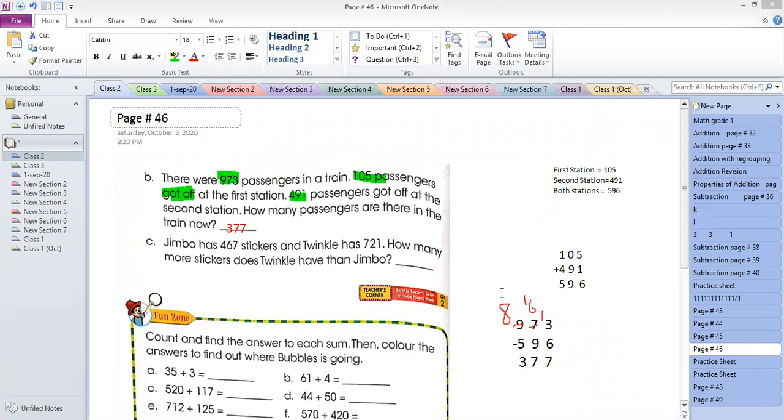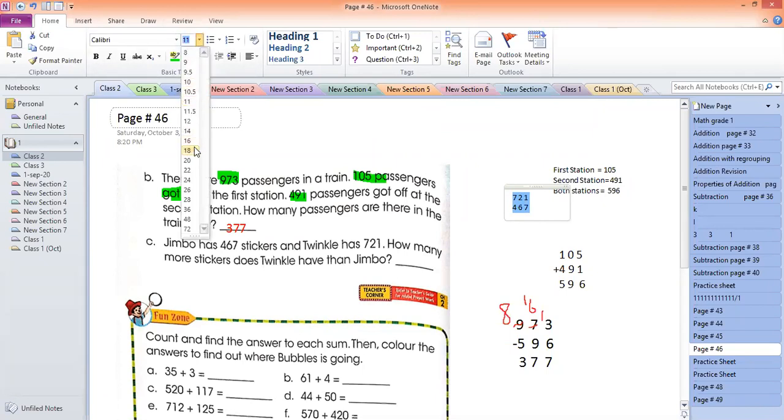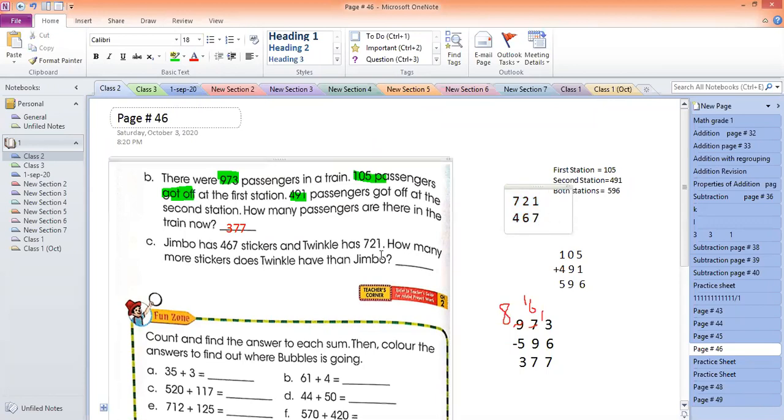So it is very easy, it is a minus question. You just need to minus 467 from 721. This is minus for sure. Okay. Jimbo is having 467 and Twinkle is having 721. How many more stickers does Twinkle have than Jimbo? So if you minus, you will find out how many more stickers she is having.